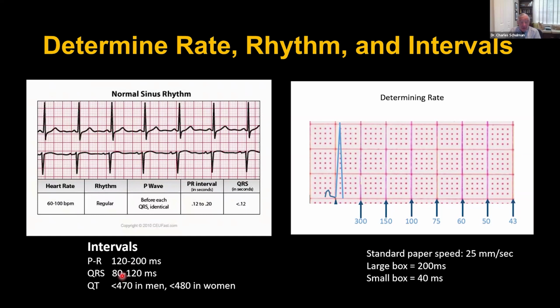The QRS should range between 80 and 120 milliseconds. The QT interval, that is from the beginning of the QRS to the end of the T wave, should be under 470 in men and under 480 in women. And you can get a sort of a fast estimate of what heart rate is by taking any point on the QRS. One box is a rate of 300. If the next beat is here, that's a rate of 300, 150, 100, 75, 60, 50, and 43. You get the idea.